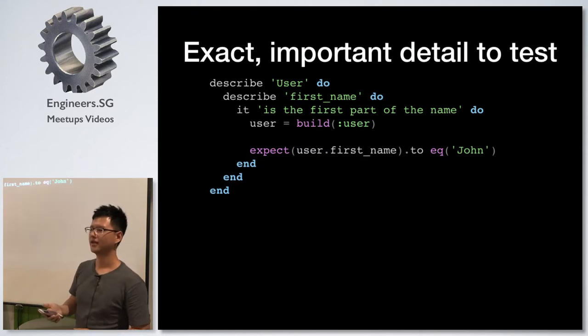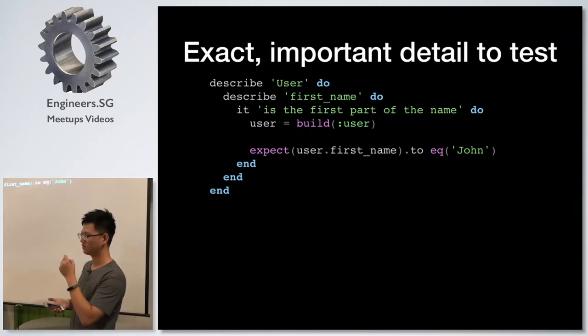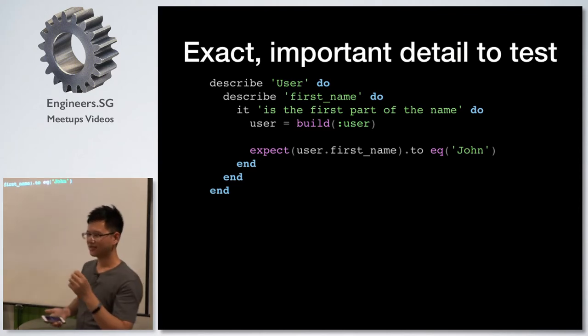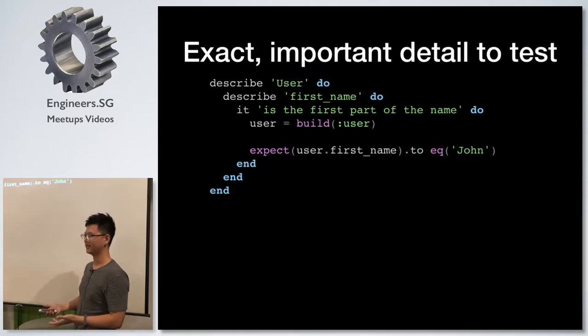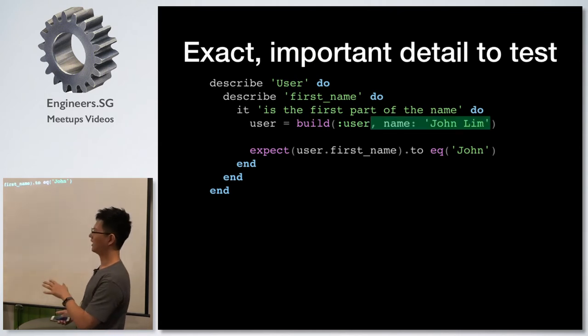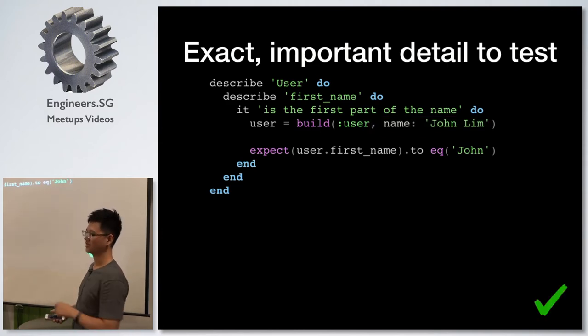And then it goes the other way. Just now it was too much information; now it can be too little information. For example, you build a user and the first name is John. Why? I think most of us use either factory girl or fabrication. They are smart enough to allow you to set up default values. If your default value happens to be John Lin, for example, this case will pass, which is strange, because where does the name come from, right? So we should add the important information to the test. So this is the final result, no more and no less, just the exact important details to test.